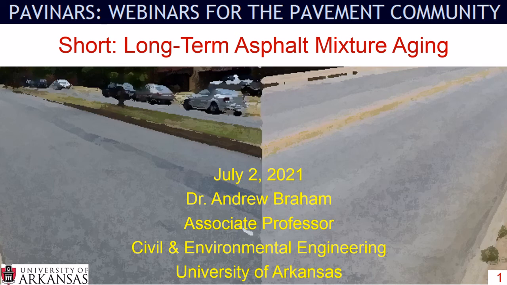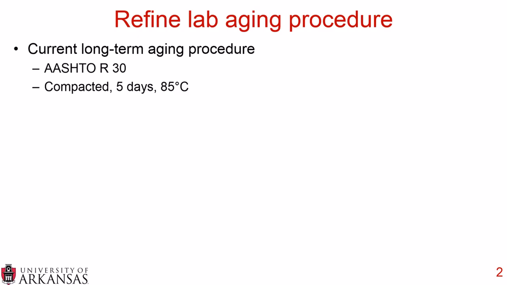Today we'll briefly talk about the long-term asphalt mixture aging as written in NCHRP Report 973. The first objective of this project was to refine the lab aging procedure.